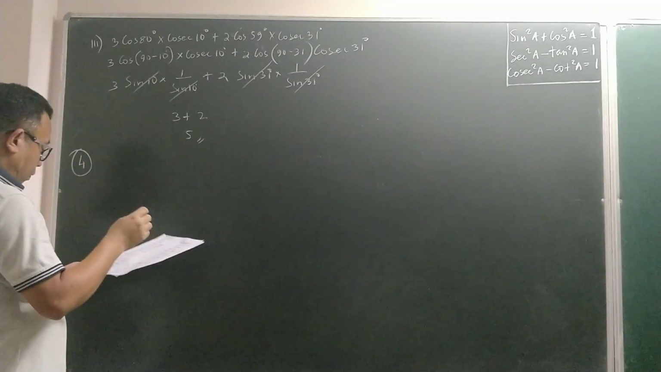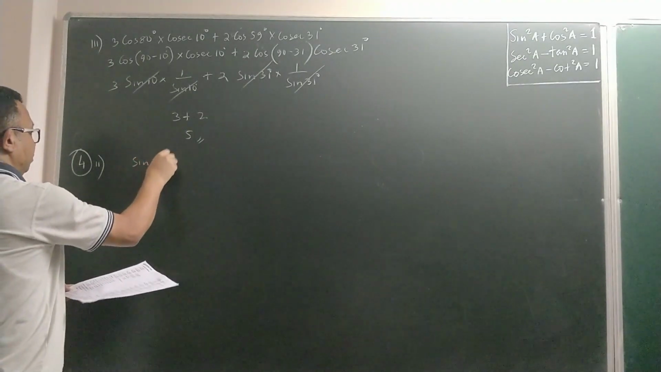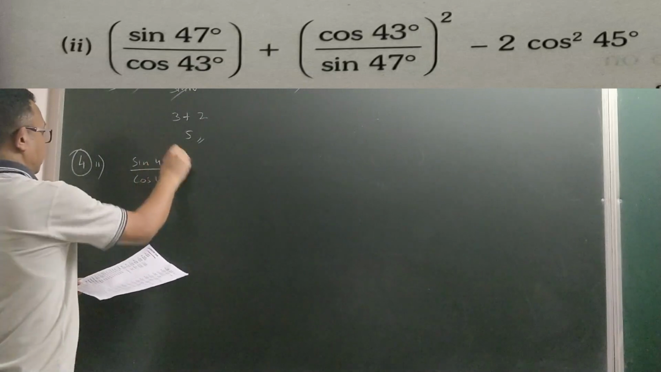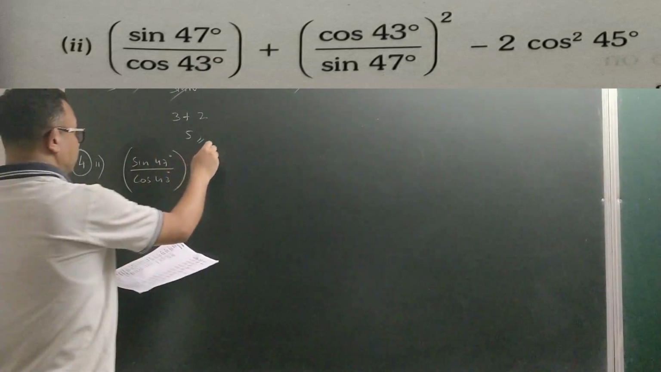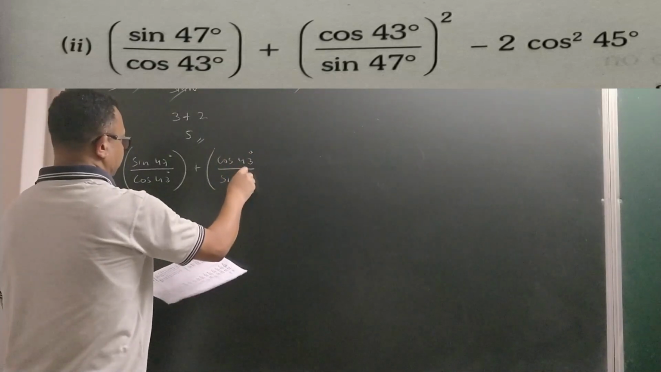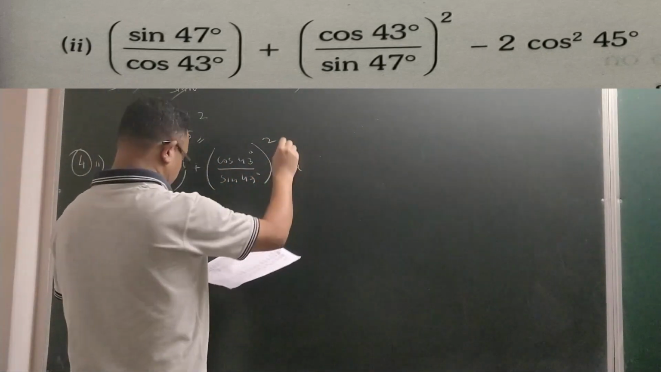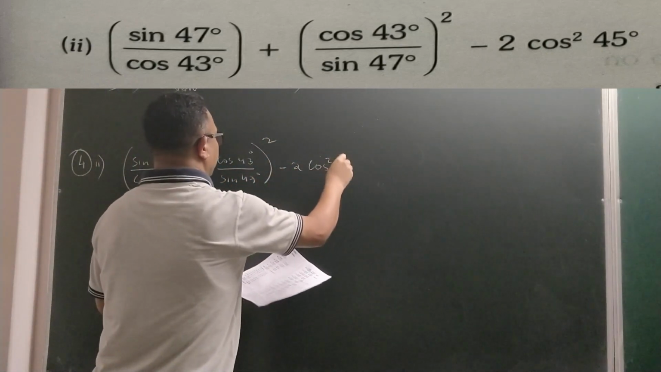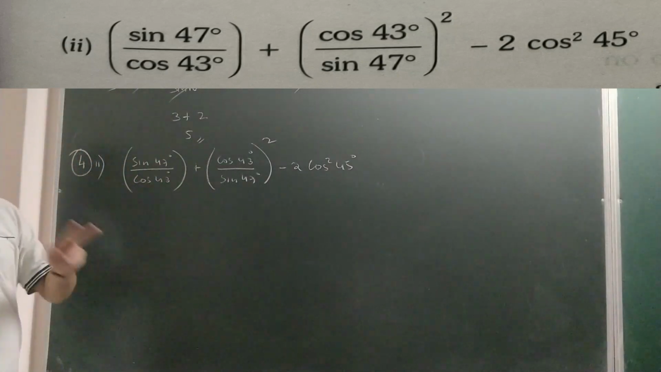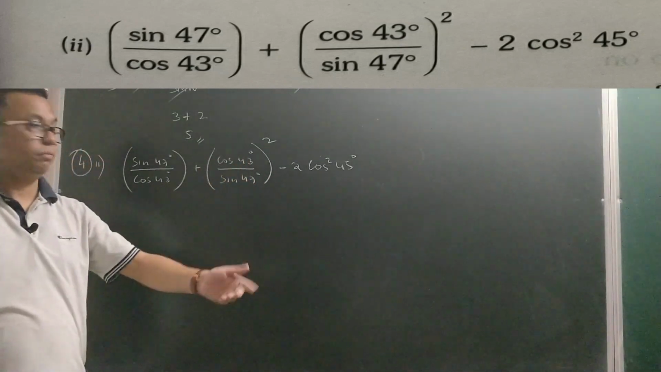Let me do question number 4.2, which is (sine 47 over cos 43) squared, plus (cos 43 over sine 47) squared, minus 2 cos square 45 degree. Okay, 47 and 43 are complementary, change one of them. 43 and 47 again complementary, change one of them.